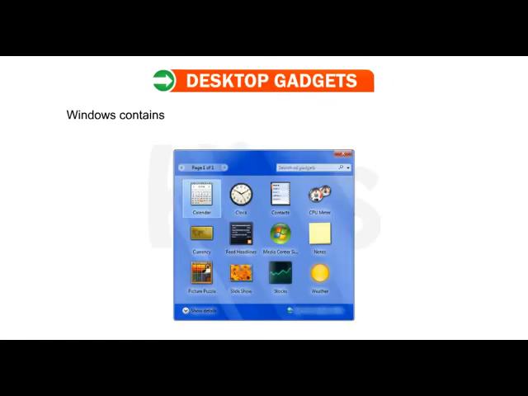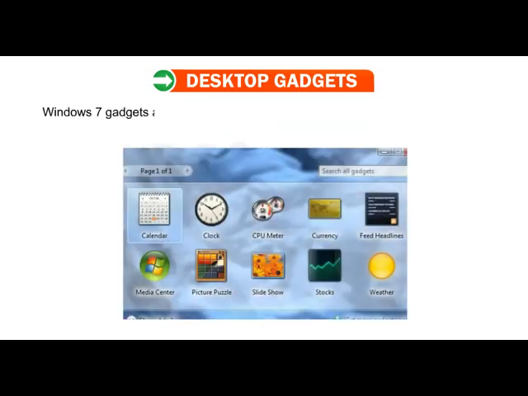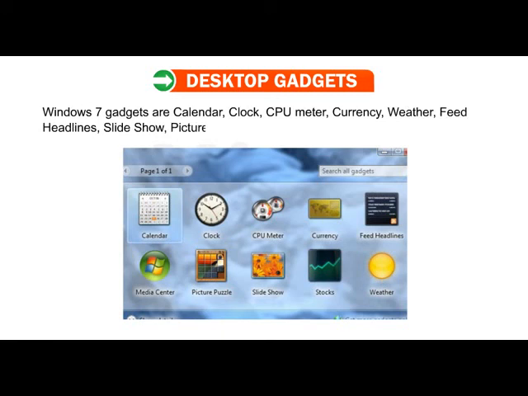Okay, students, let us talk about desktop gadgets. Windows contains many programs called gadgets, which offer information at a glance and provide easy access to frequently used tools. Windows 7 gadgets are Calendar, Clock, CPU Meter, Currency, Weather, Feed Headlines, Slide Show, Picture Puzzle, Windows Media Center, and WinZip.